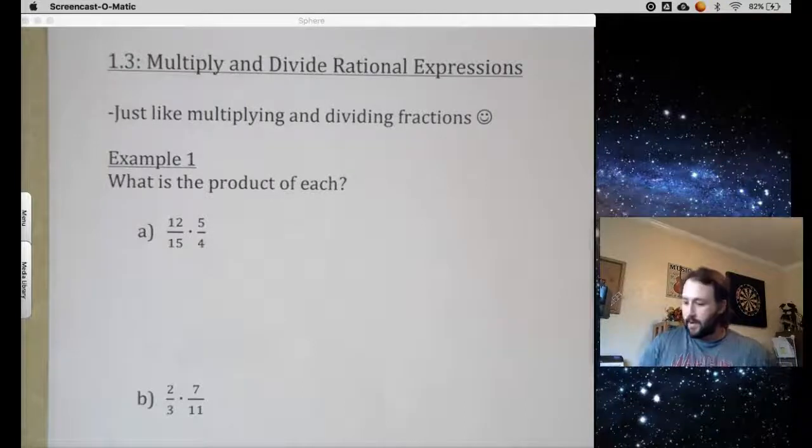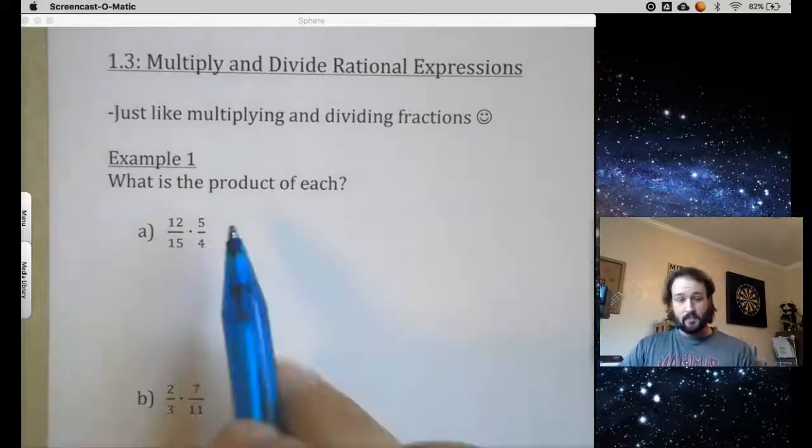Welcome back. All right, in this one, we're going to be multiplying and dividing rational expressions. This is really pretty easy because essentially, again, we're just multiplying and dividing fractions. That's all that a rational expression is. So just get right into it.